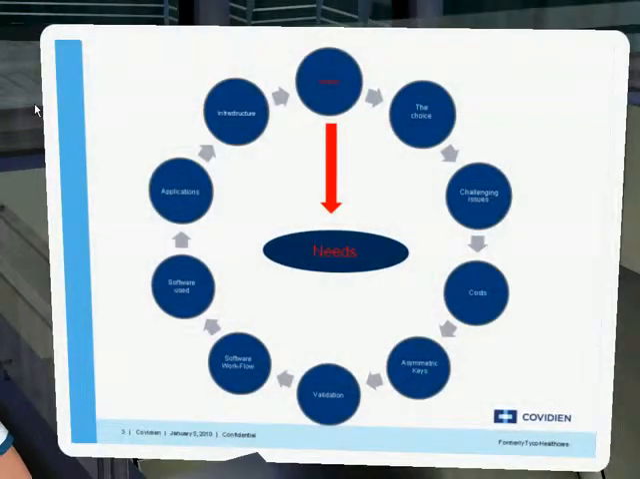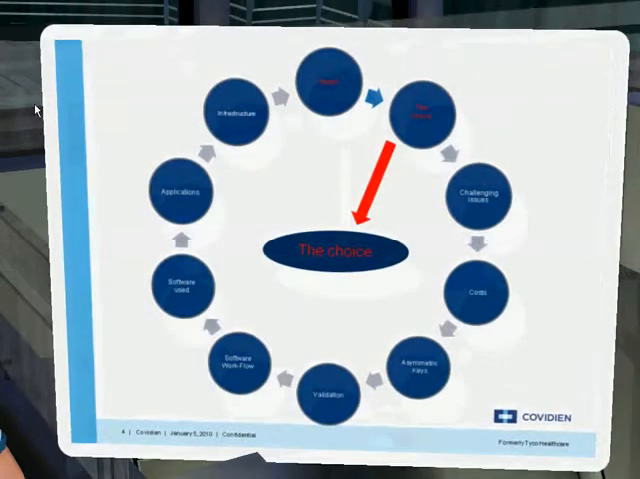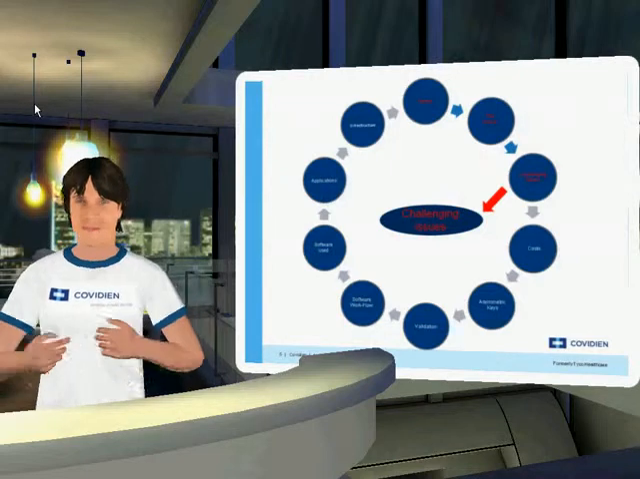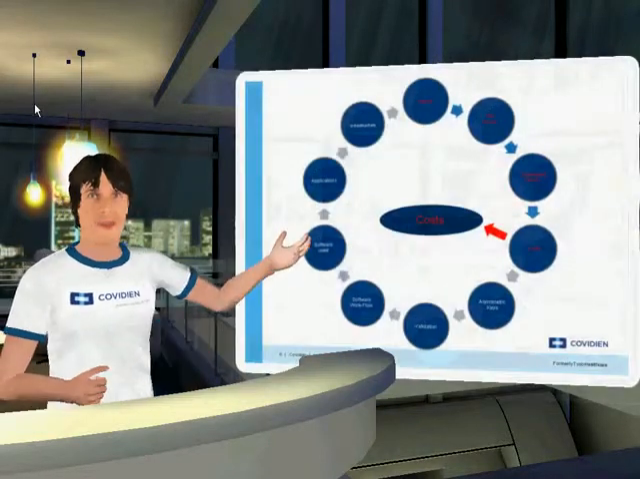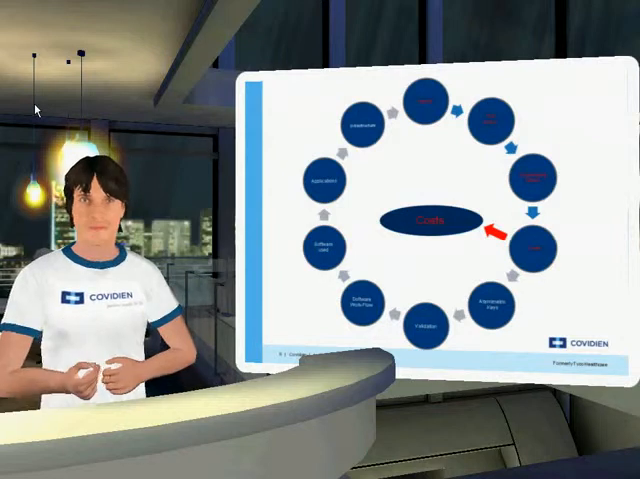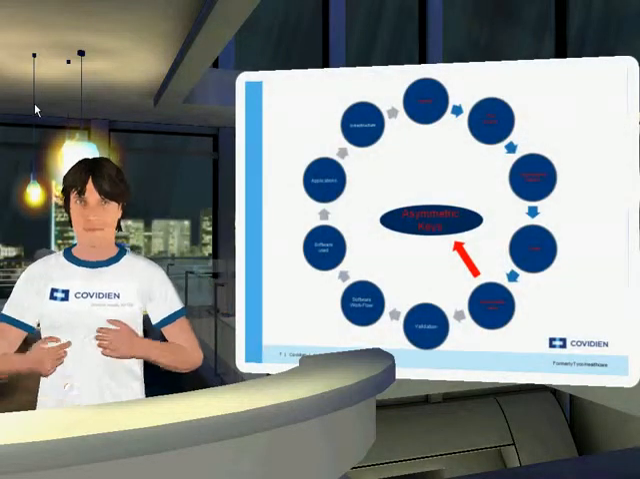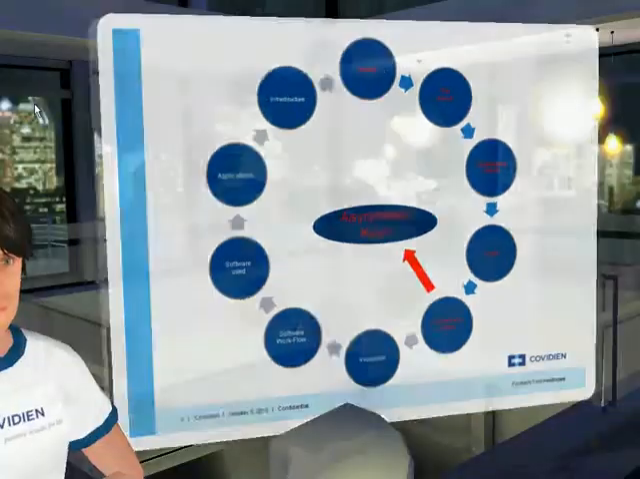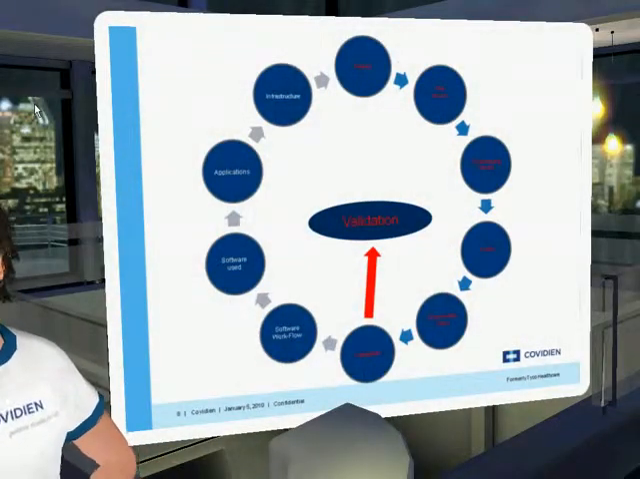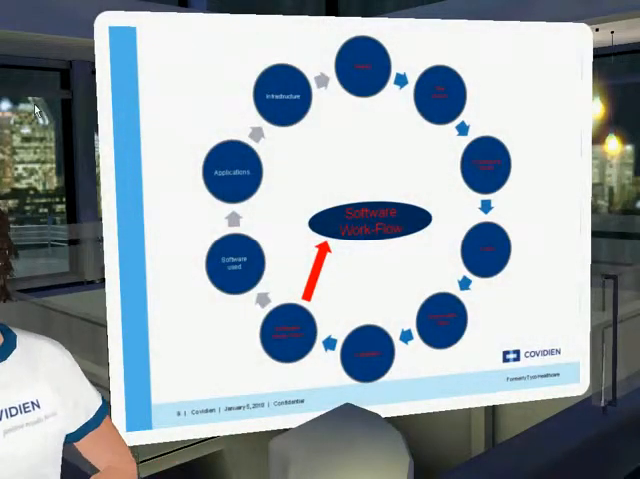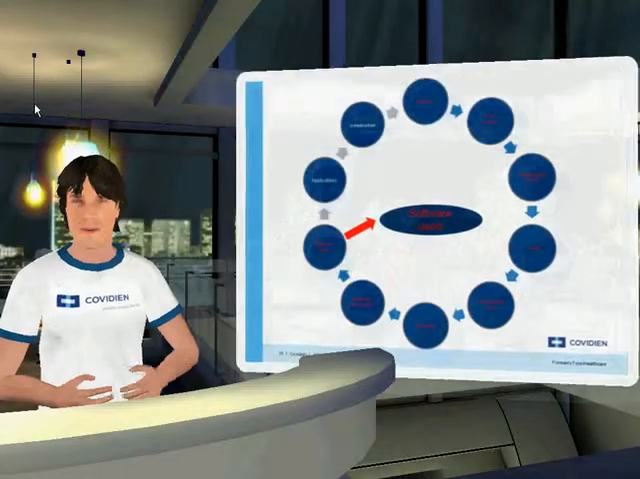Needs. What are the needs that led us to the development of this project? The choice. Why did we choose this type of hardware? Challenging issues. What are the problems we met along the way? Costs. What have the major costs for the software development been? Asymmetric keys. Few words on what the asymmetric keys are and how they work. Validation. How we have performed the validation. Software workflow. Software functioning.